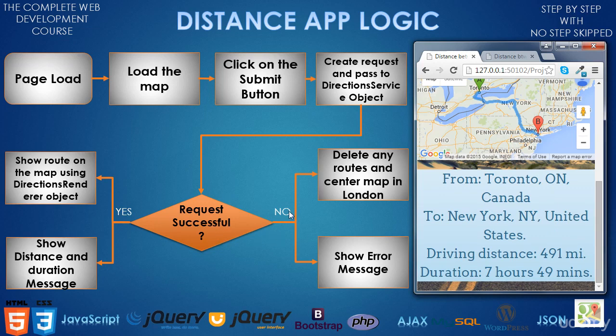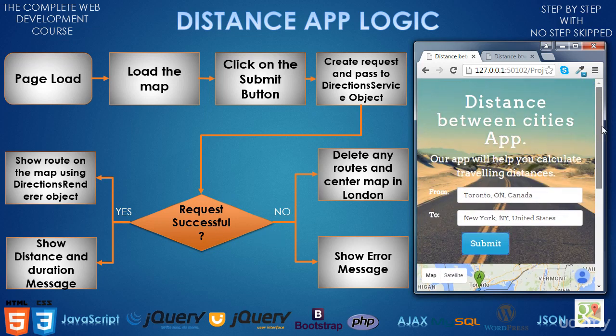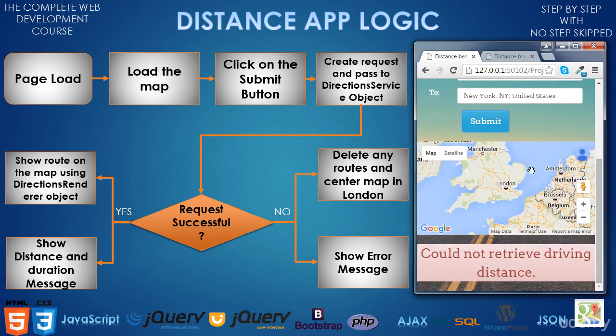If the request is not successful, for example, if we're missing an input, then we are going to delete any routes from our map and center the map in the original point, which is London. And after that, we're going to show the error message.